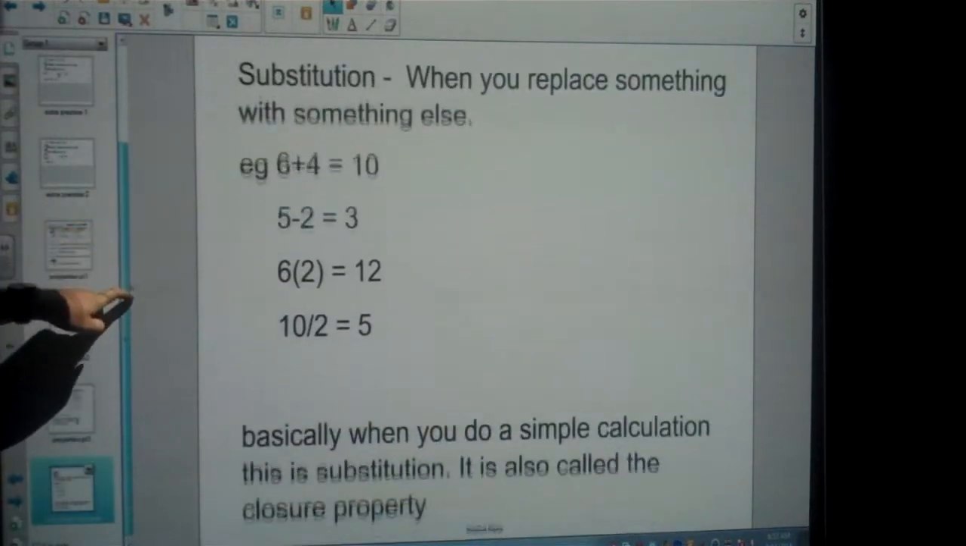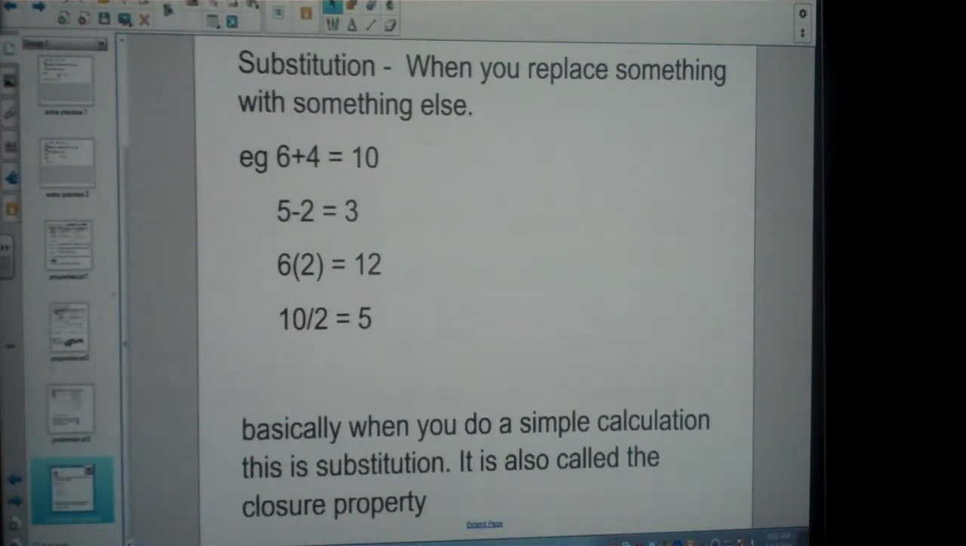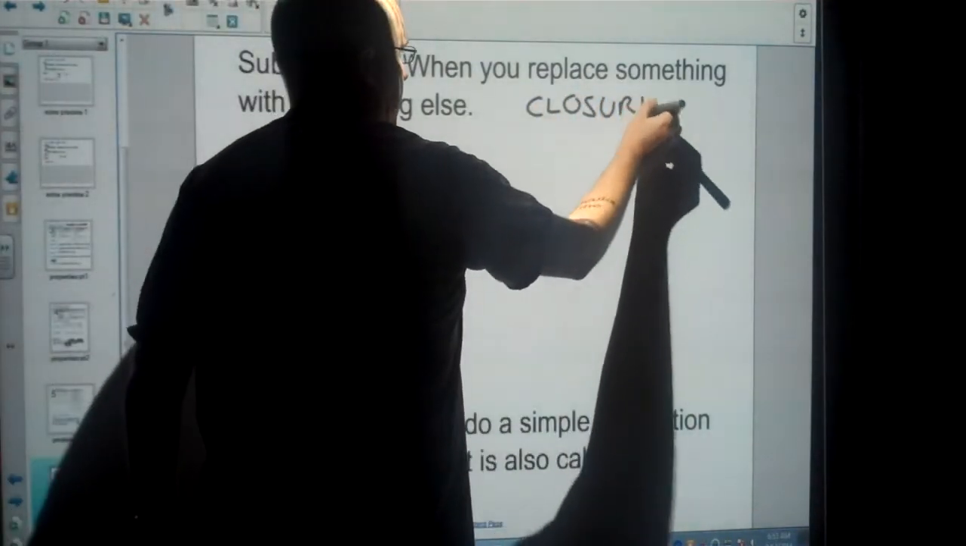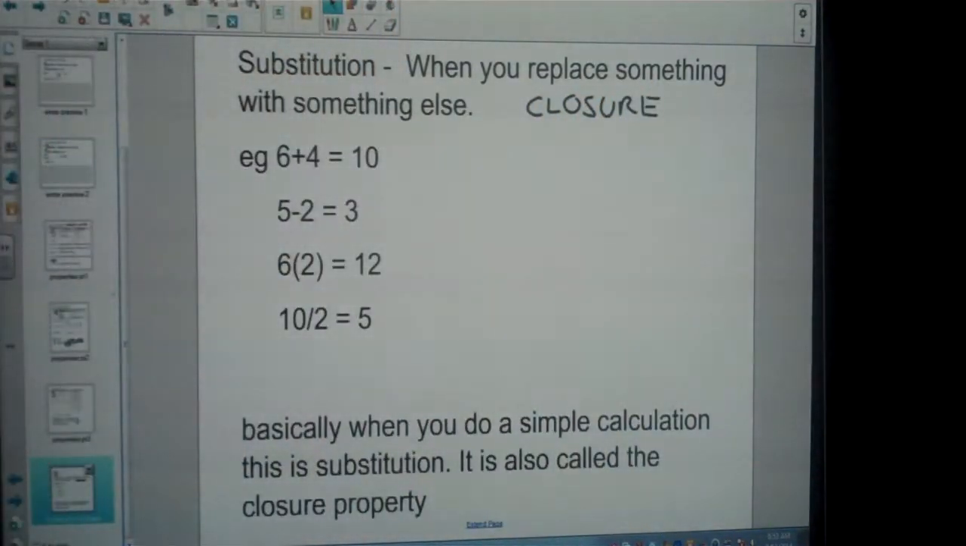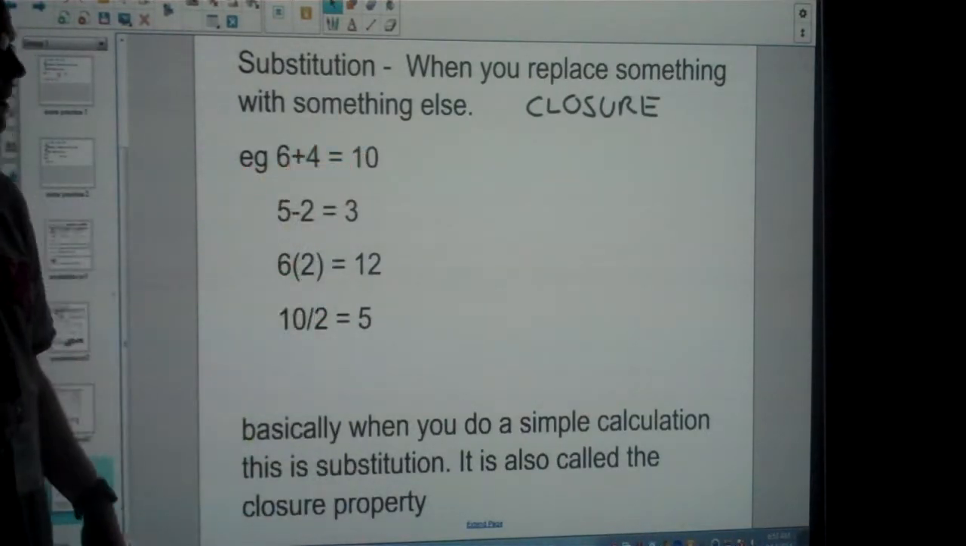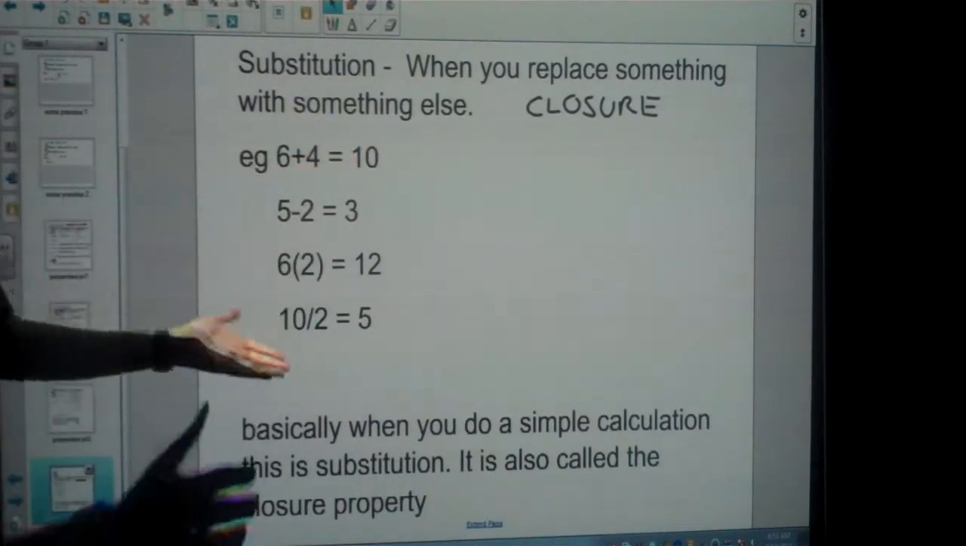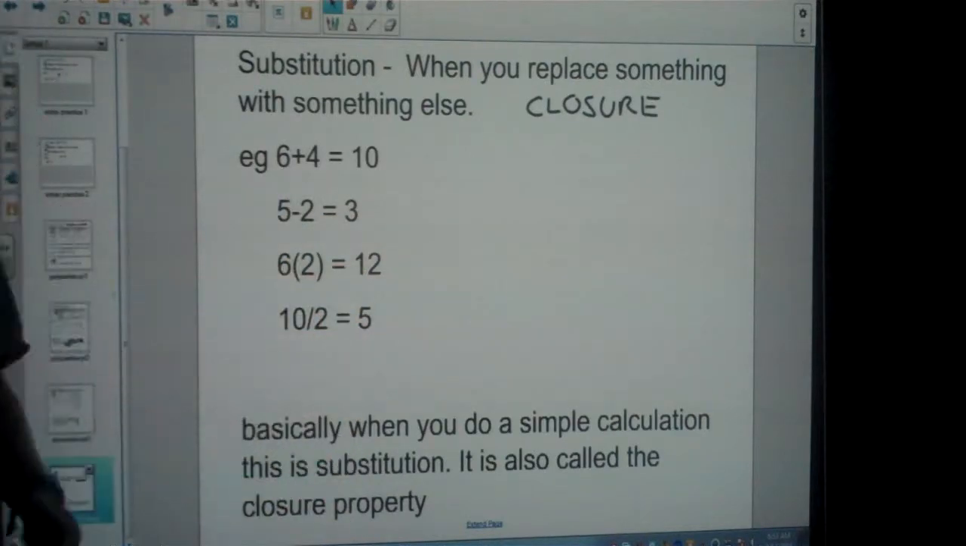And the last one is the substitution property. I originally learnt this as the closure property, and I'm just going to write that down up here as well. When I used to teach Algebra 2, we seem to be going back to the substitution property. A substitution is when you replace something with something else. This is basically when you do a simple calculation, you work out what a number actually is. So 6 plus 4 is 10. I substituted where it said 6 plus 4, I'm going to write down 10. So any basic math calculations that you do, you're going to use the substitution property.